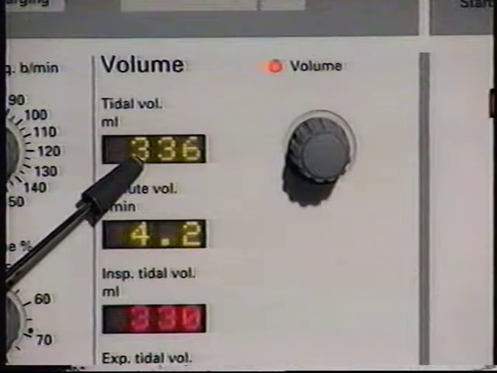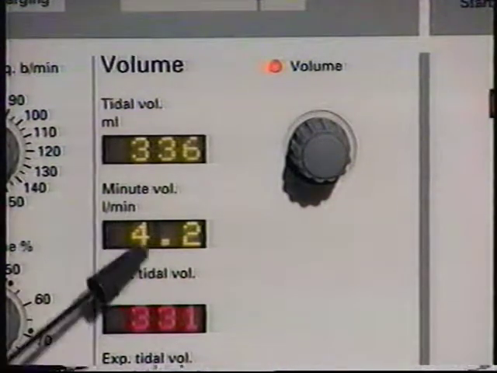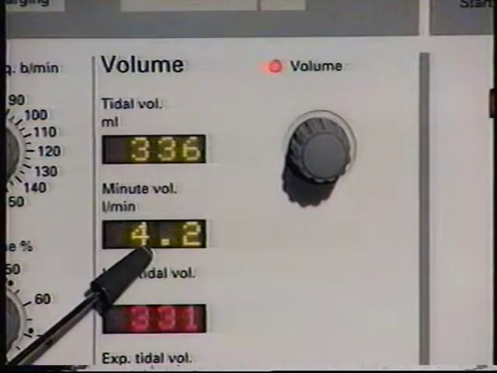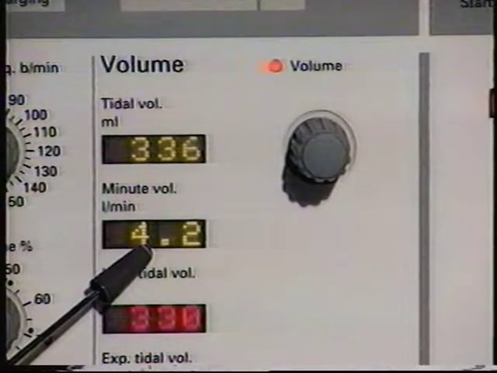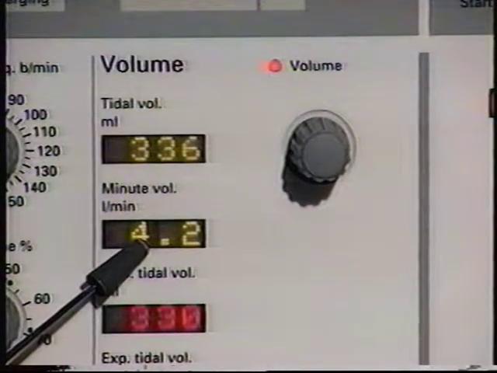By the way, all flow measurements and volumes in the SV300 are referenced to standard pressure. If you need conversion tables for ambient pressure, you'll find them in the control panel chapter of your operating manual. The second window displays the set minute volume in liters per minute. When using the SIMV volume control plus pressure support mode, this window displays the mandatory minute volume that corresponds to the tidal volume and SIMV rates you have already set.